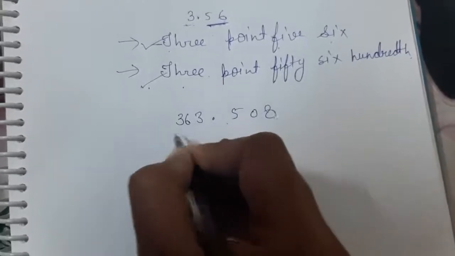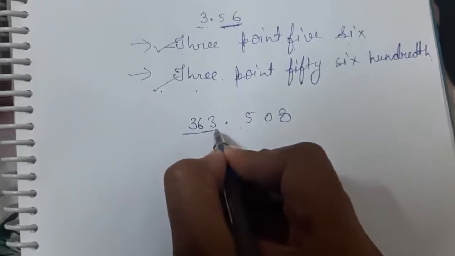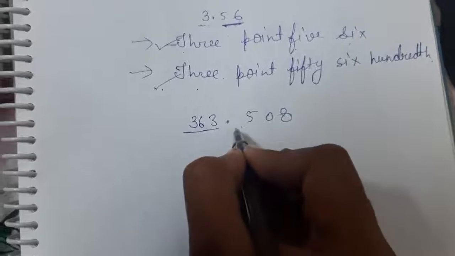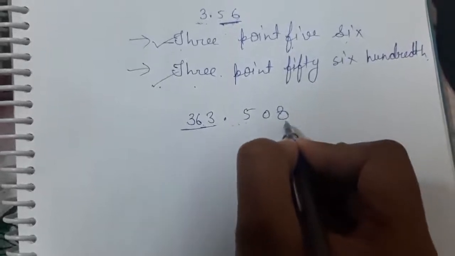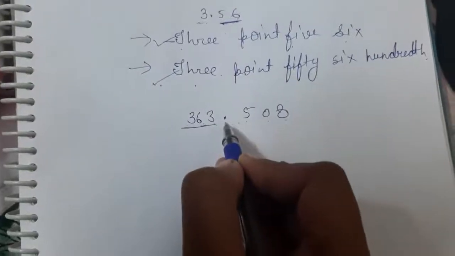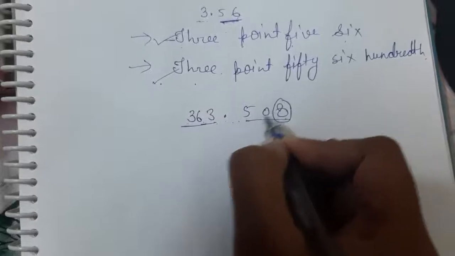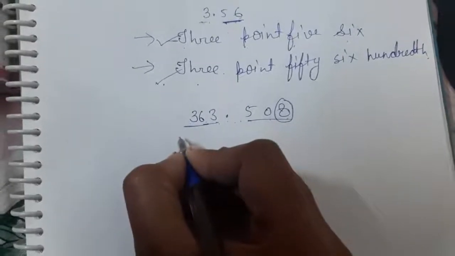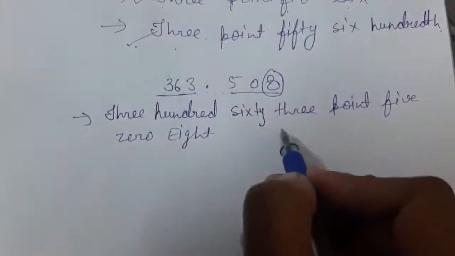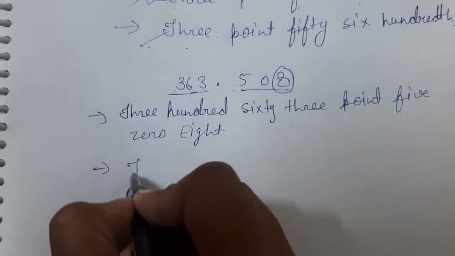Suppose you want to write this one, so what do you have to write? 363, this is the whole number, so read it as a whole number. You can read it 363.508. In another one, 363.508, but the last digit is coming in thousandths, so write 508 thousandths. This is the first way.